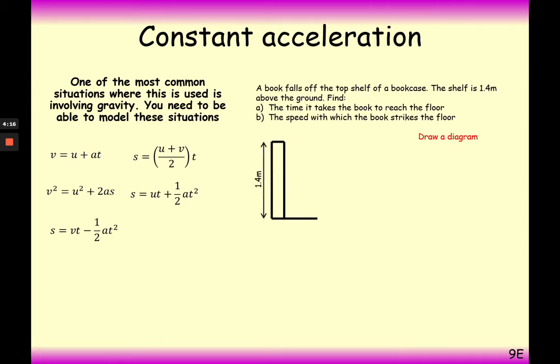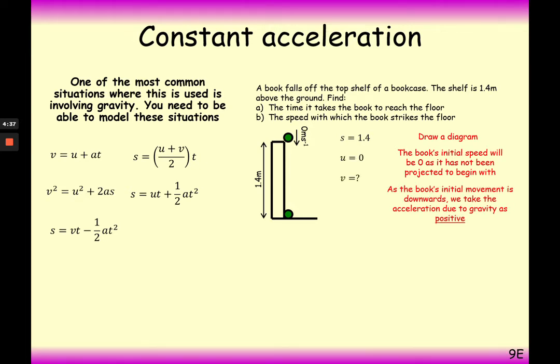So there's our bookcase, 1.4 meters high. Our book is a particle, and we know it's going to start with speed 0, and then it's going to hit the ground. So we know that the distance it's going to travel is 1.4, so we have taking downwards as positive here. u is 0. v we're not finding at the moment, we don't know it. a, we've taken downwards as positive, so a is 9.8, and t is what we're trying to find.